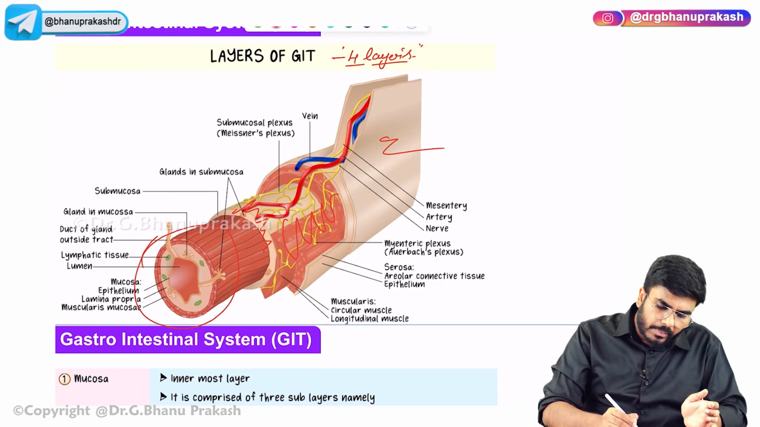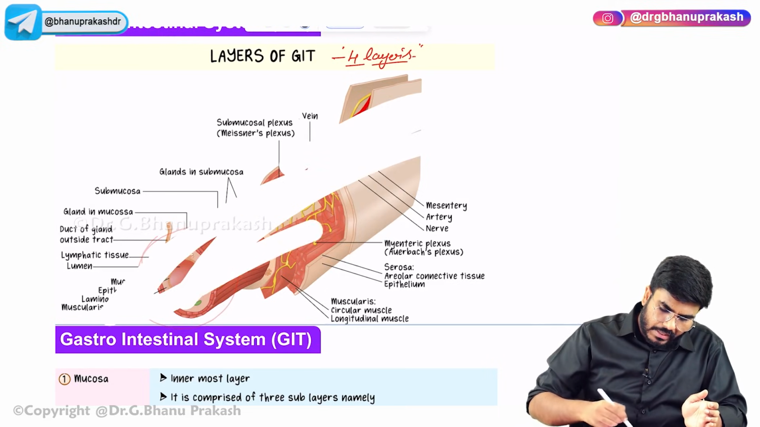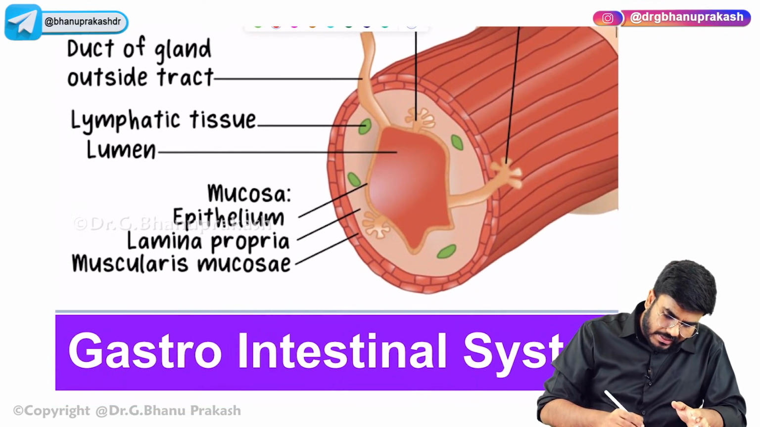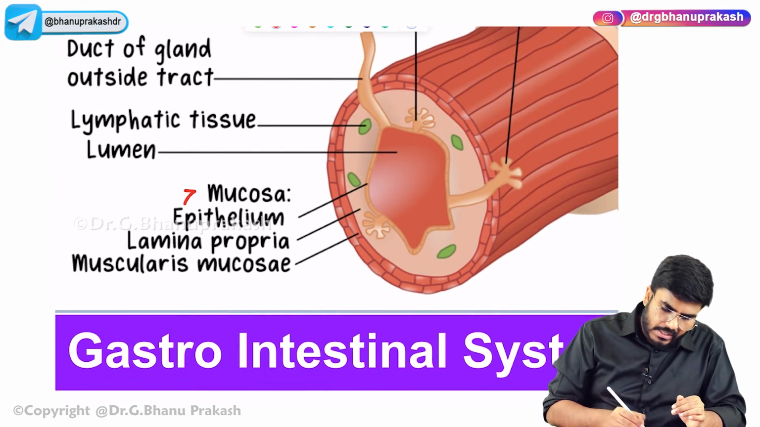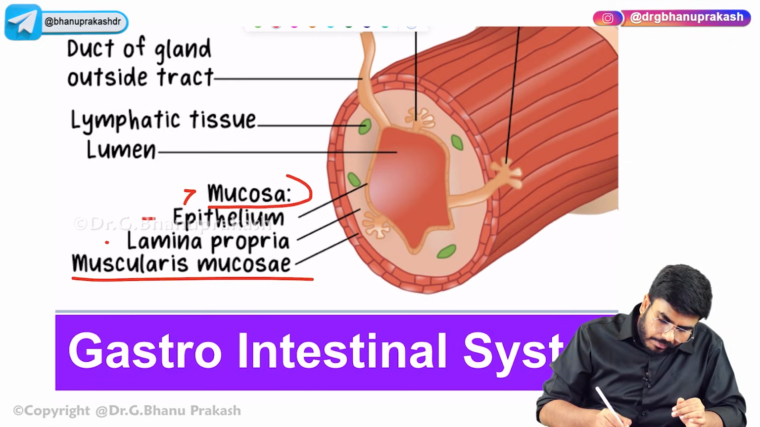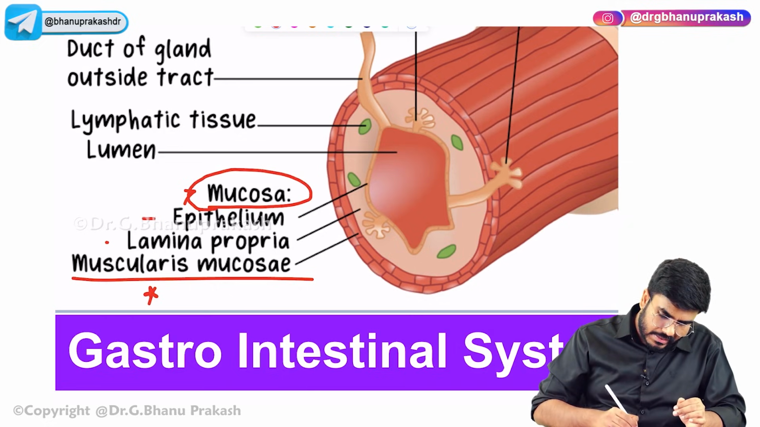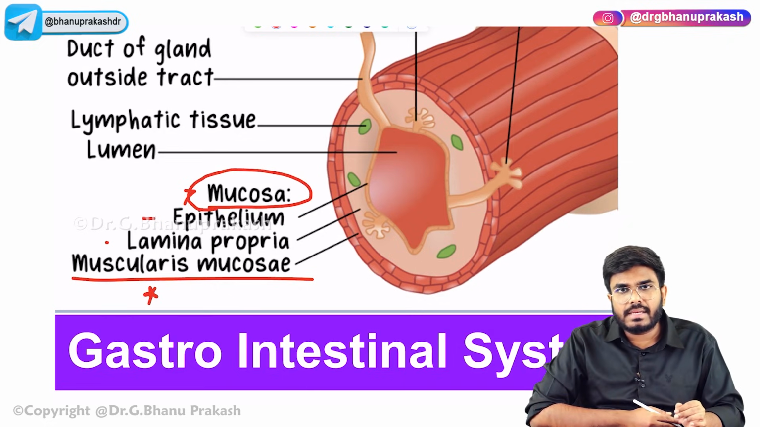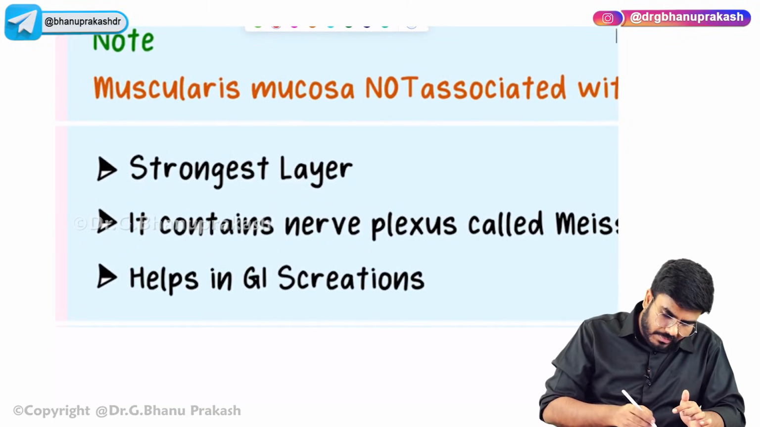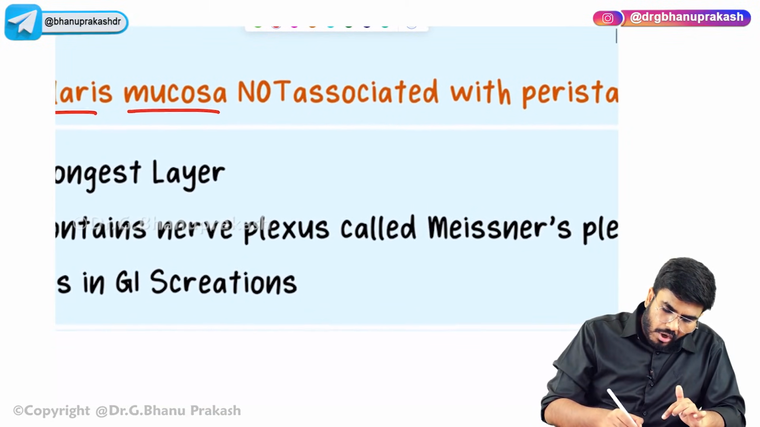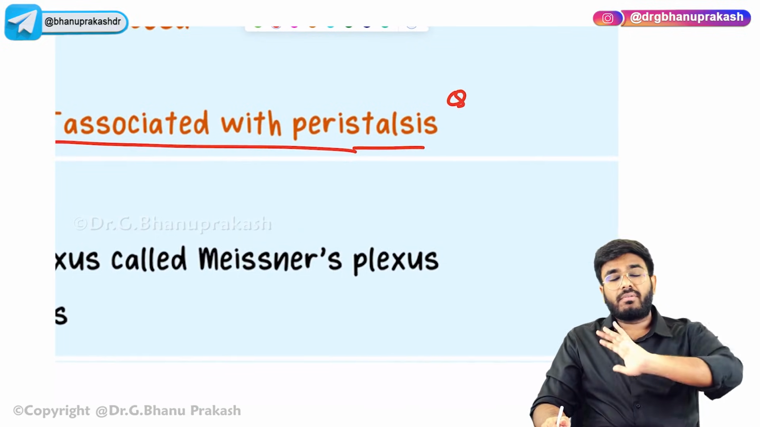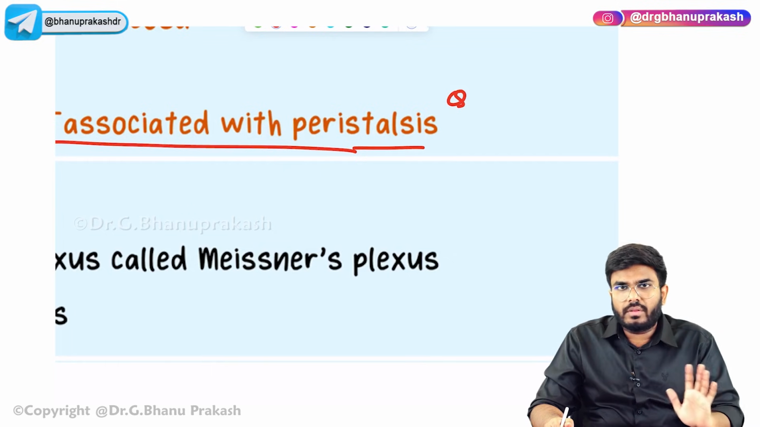There are 4 layers. The important points which I want you to know for your exam are, in the mucosa itself, there are 3 further layers present: epithelial layer, lamina propria and muscularis mucosae. In the mucosa itself there is this muscle layer which is called muscularis mucosae. It is not associated with peristalsis, it has nothing to do with peristalsis.